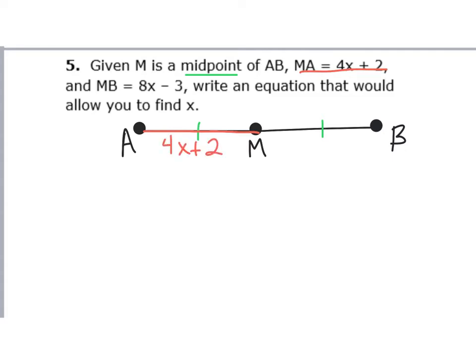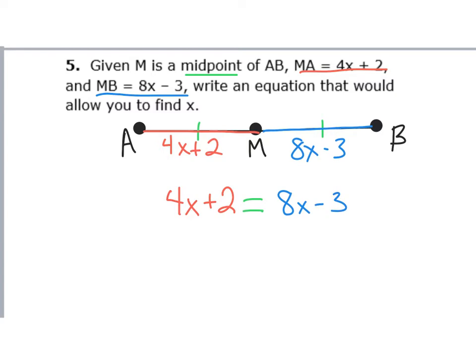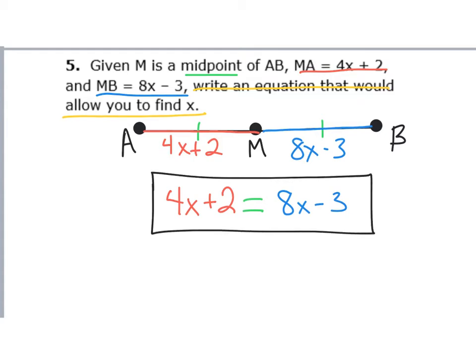M to B is 8x minus 3. So this time I do know that those two expressions are equal because of the word midpoint. So 4x plus 2 equals 8x minus 3. If I look at my problem, it says to write an equation that would allow me to find x. That has been done. This is my answer. I have written the equation.